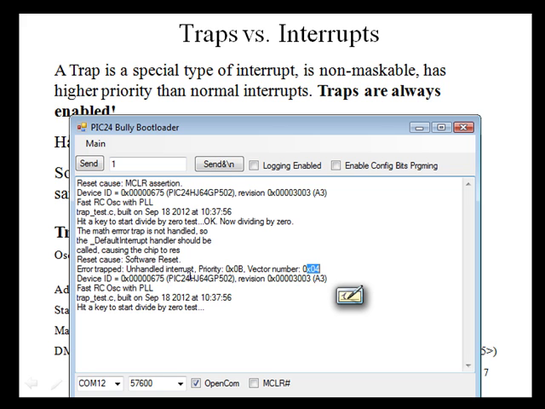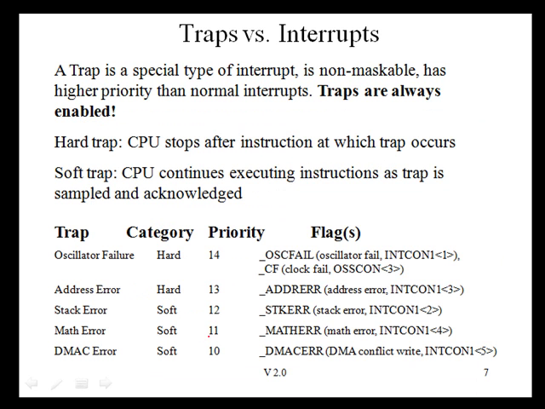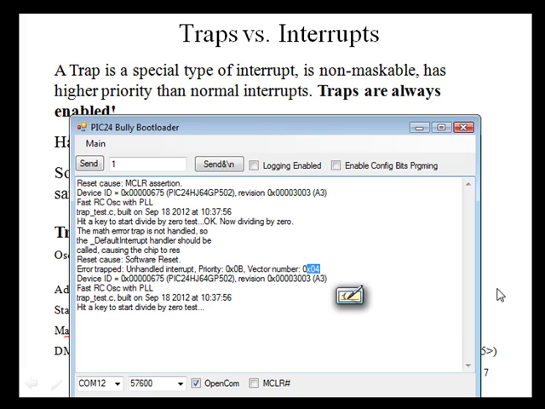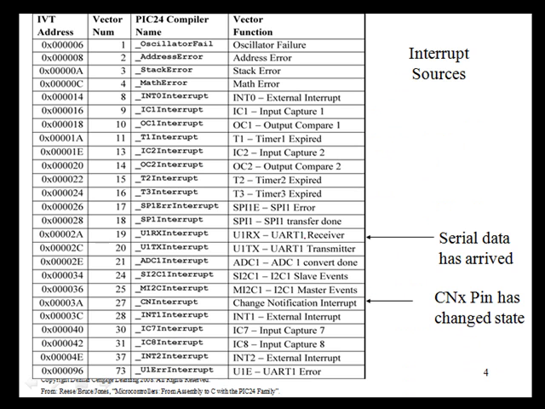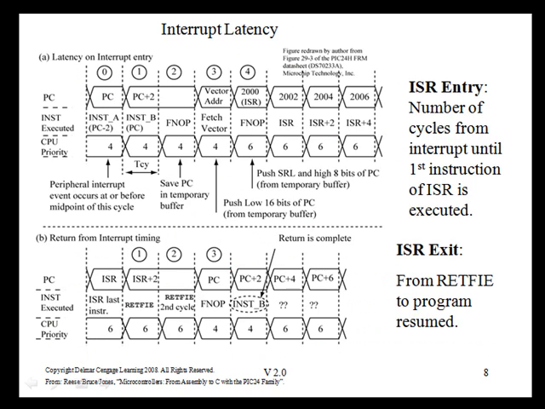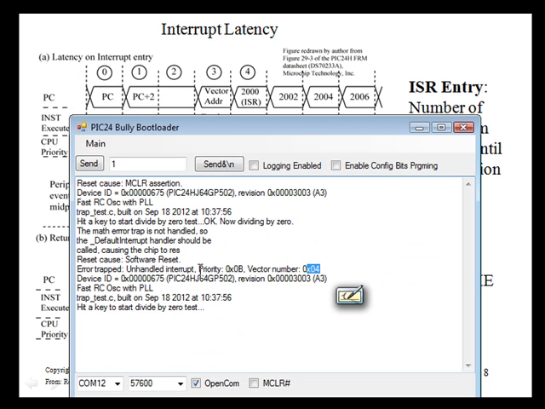How do we determine what interrupt occurred from this information? Well, we see this priority 11. Since it's higher than 7, that would indicate that this is a trap. And going back to the slide, we see that a trap with priority 11 happens to be a math error. You can also identify the interrupt by this vector number. Let's go back and take a look at this table, and we see that vector number 4 is a math error trap. So if you ever see this message occur in your program, you can identify what the unhandled interrupt was from this information.